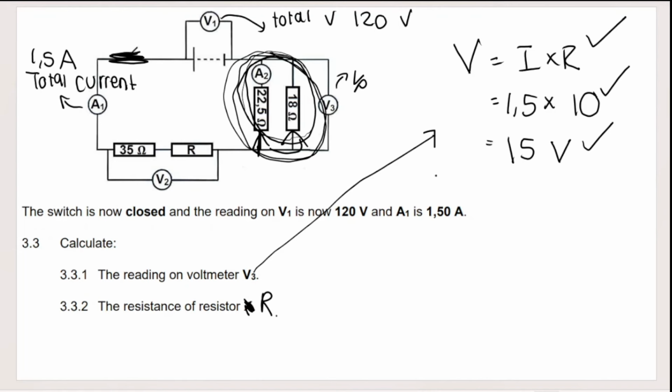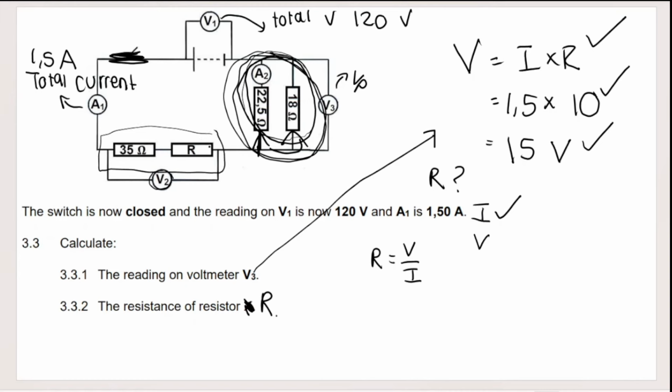Remember, if you're looking for resistance, if you know current and if you know voltage, you can find resistance because we can do R is equal to V over I. But in this case, we have a little bit of a problem because we know the total current will flow through resistor R, but we don't know the voltage over R. But what I can calculate is the voltage over both of these. And we can work backwards like that.